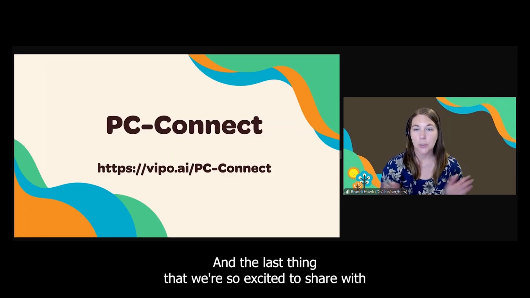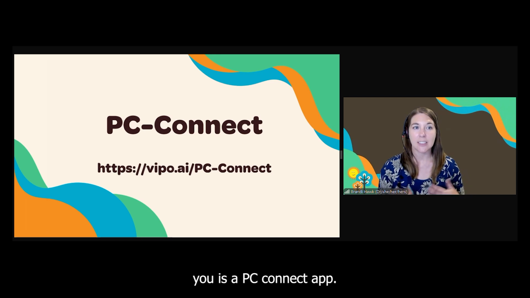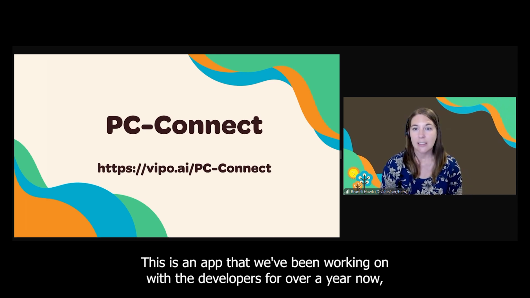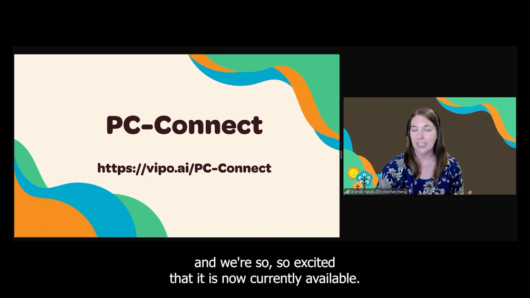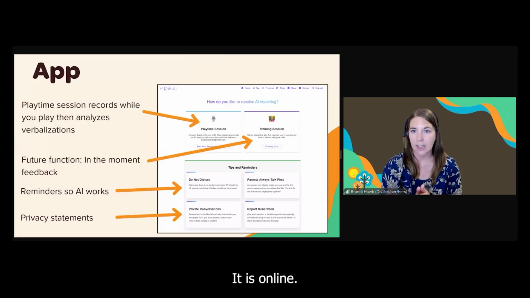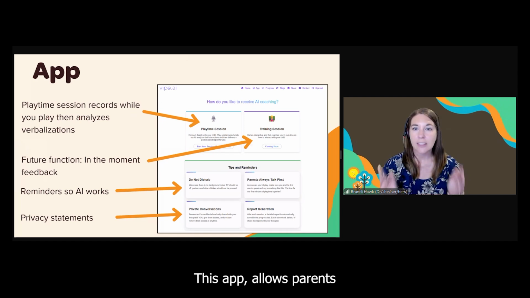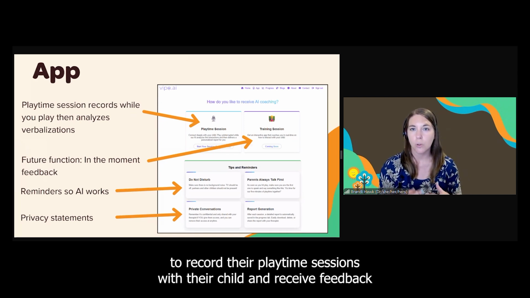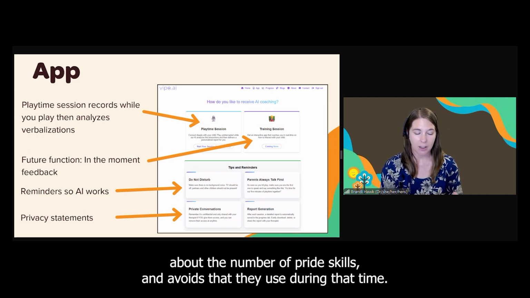And the last thing that we're so excited to share with you is a PC Connect app. This is an app that we've been working on with the developers for over a year now. And we're so excited that it is now currently available. You can go and create an account. It is online. This app allows parents to record their playtime sessions with their child and receive feedback about the number of pride skills and avoids that they use during that time.